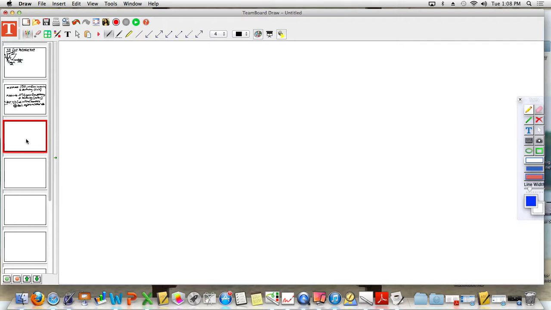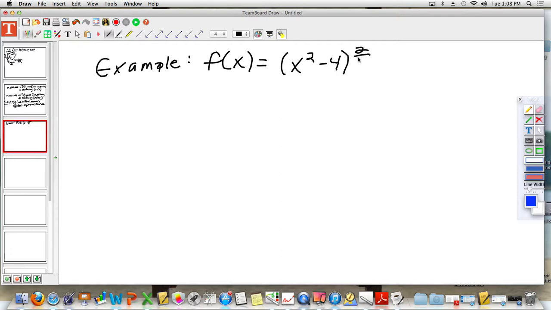All right, so example. f of x is equal to (x squared minus 4) to the 2/3 power. Your job is to figure out whether or not there are any critical numbers. In order to figure out critical numbers, you are going to need to find the derivative. So we need to find the derivative of this. What is your gut telling you that you need to do to find the derivative of this?